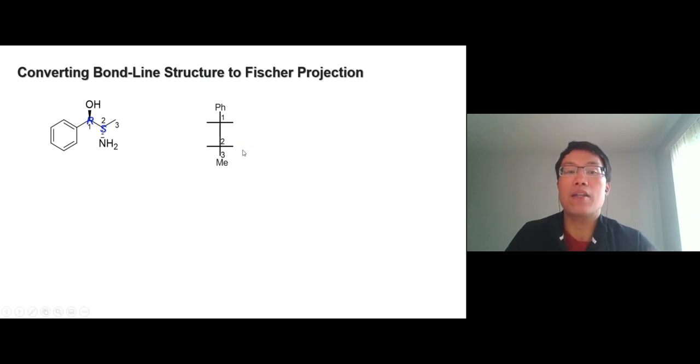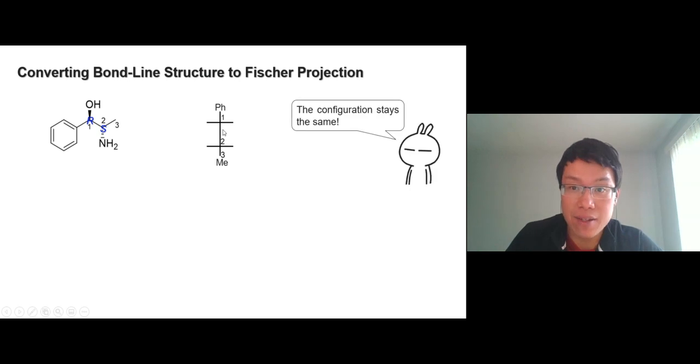Okay, so again, the bottom line, the configuration doesn't change. If carbon one is R, you gotta be R here. Carbon two is S, gotta be S here. Okay, all right, start with the carbon number one. I don't know where to put it. I'm just gonna guess. Put an OH on the left side, and you determine the configuration and match them.